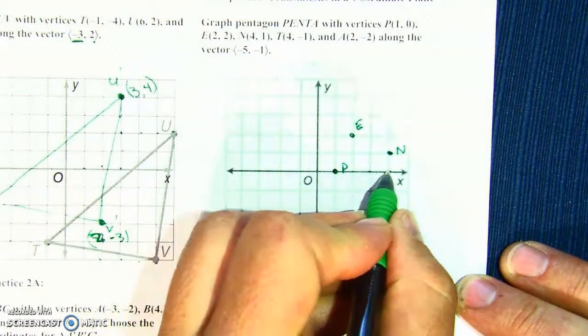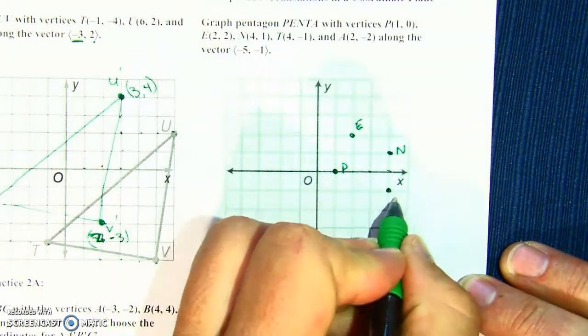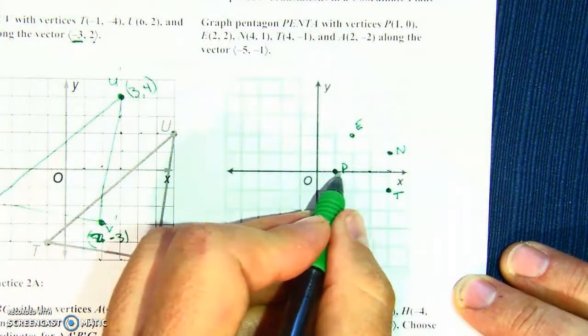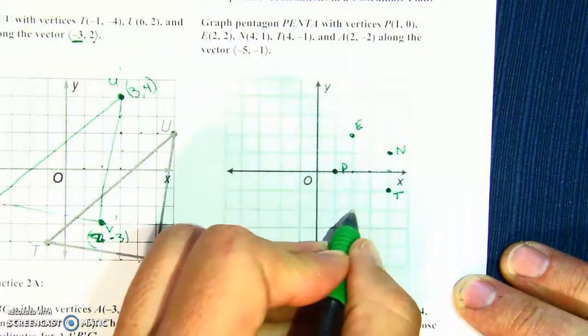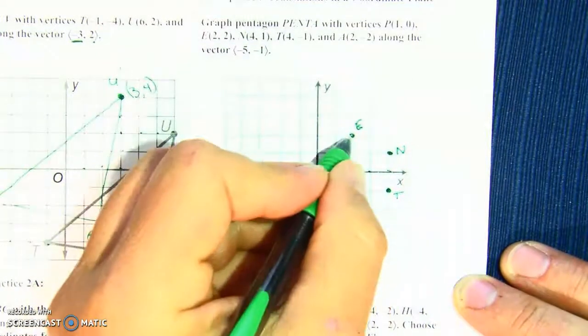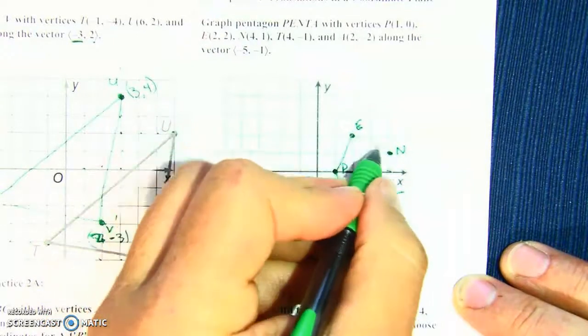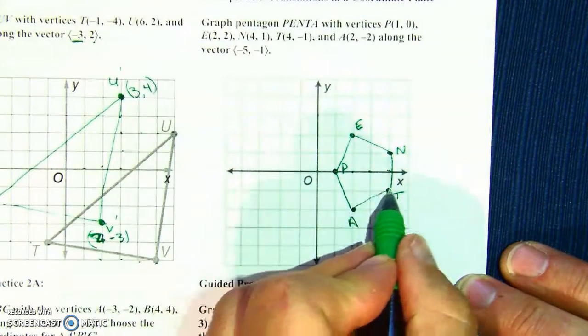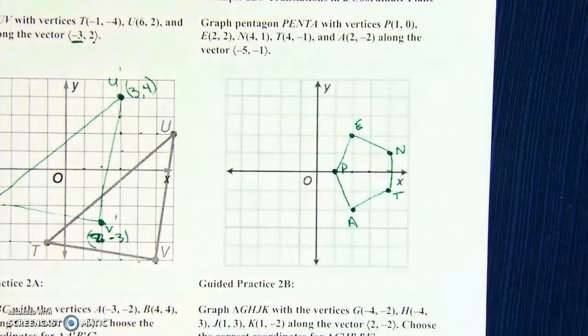1, 2, 3, 4, negative 1, and that is T. And then we have A, which is 2, 1, 2, and then down 2, which is going to be A. So here is our pentagon. Not going to be exact kind of pentagon, but it gives us 5 sides, and that's all we need.